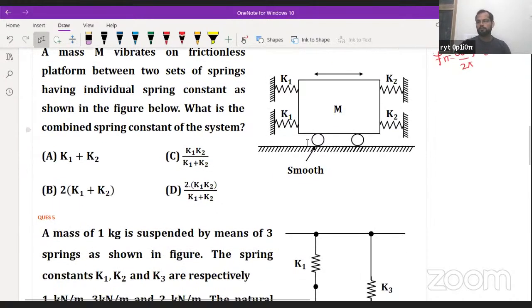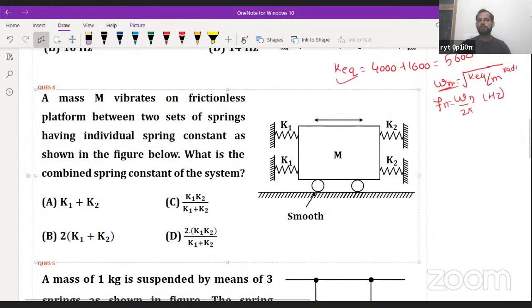In the same way, please tell me the answer for this one. Question 4. Please tell me the answer for this question. Tell me, here the springs are arranged in series or parallel. This time Aman will tell me whether the springs are arranged in series or parallel, because last time you gave me the wrong answer.